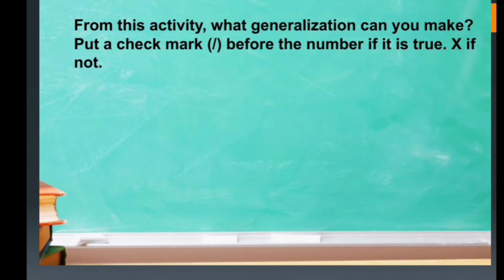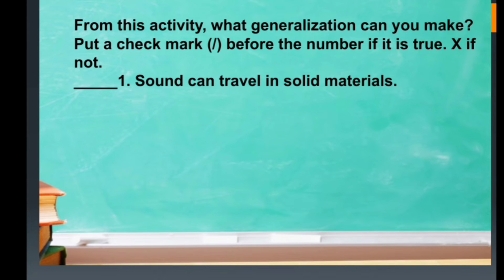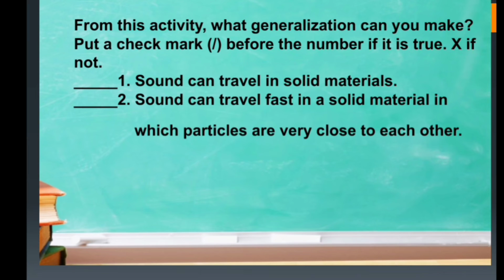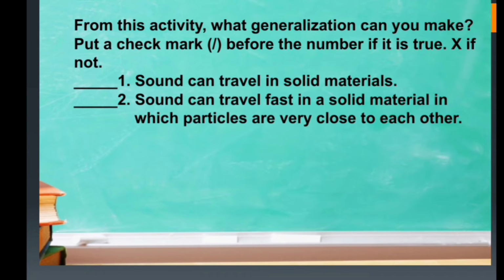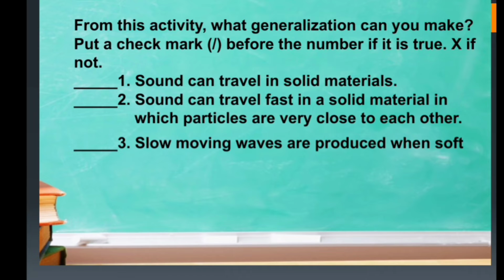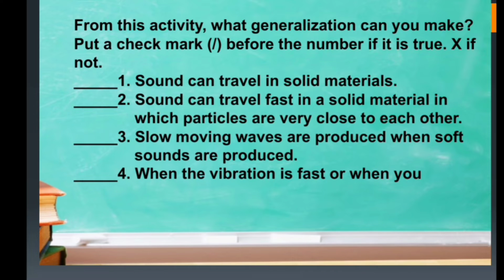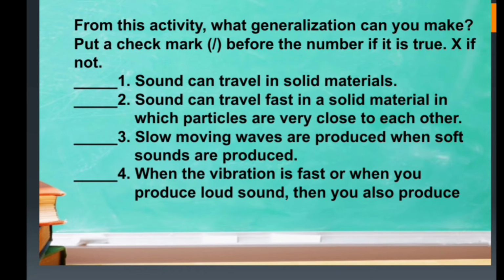Put a check mark before the number if it is true, X if not. Sound can travel in solid materials. Sound can travel fast in all solid materials in which particles are very close to each other. Slow-moving waves are produced when soft sounds are produced. When the vibration is fast, or when you produce loud sound, then you also produce fast-moving waves.